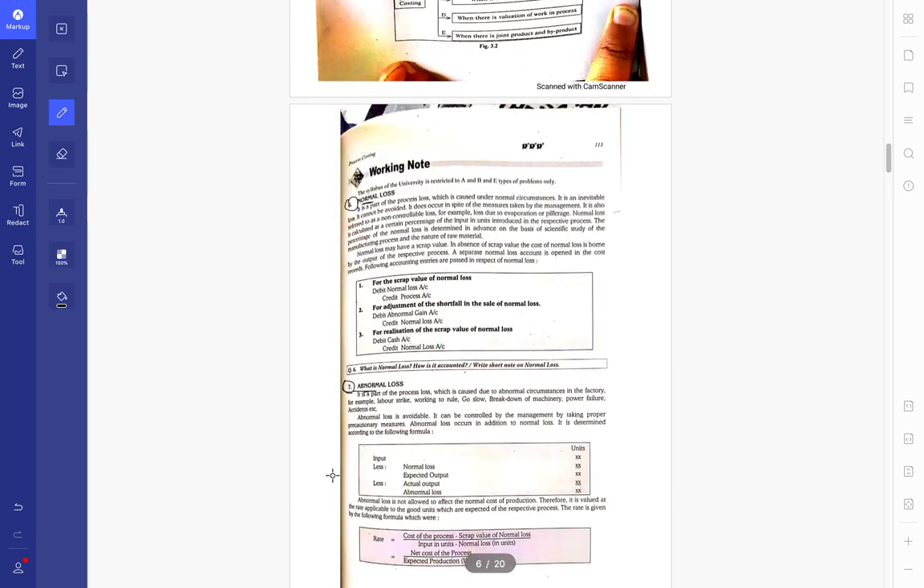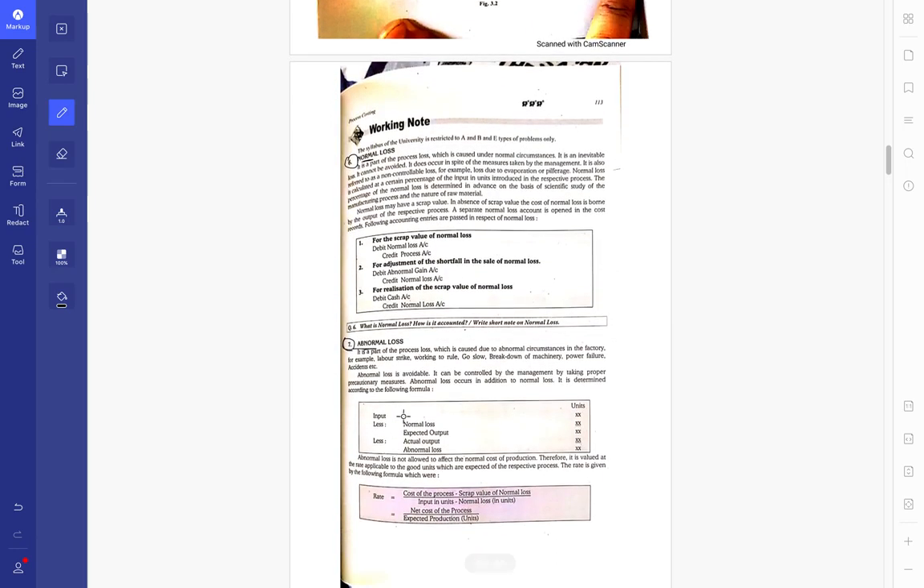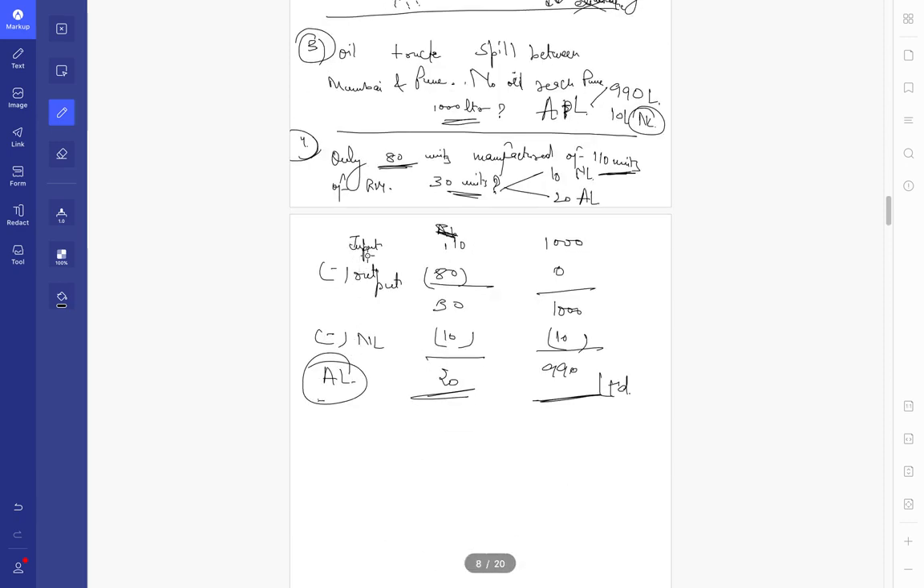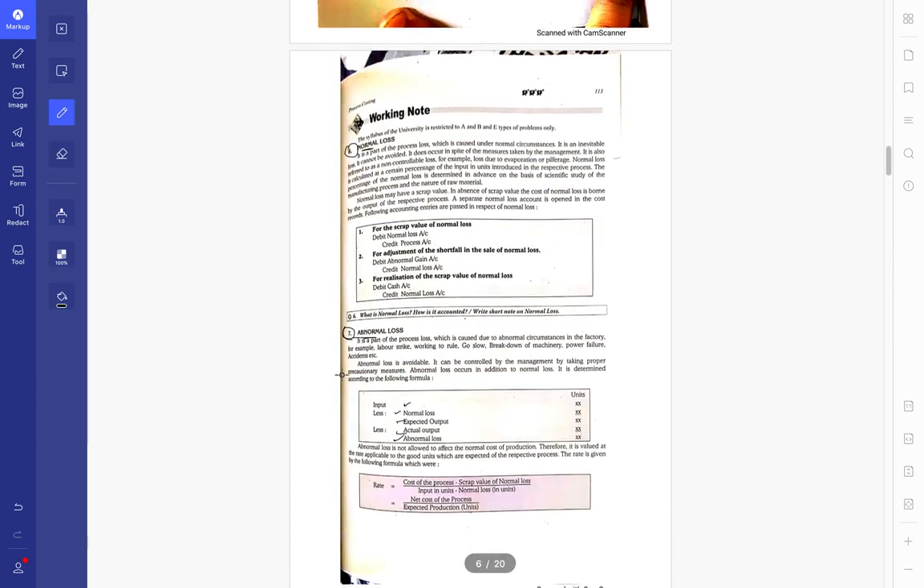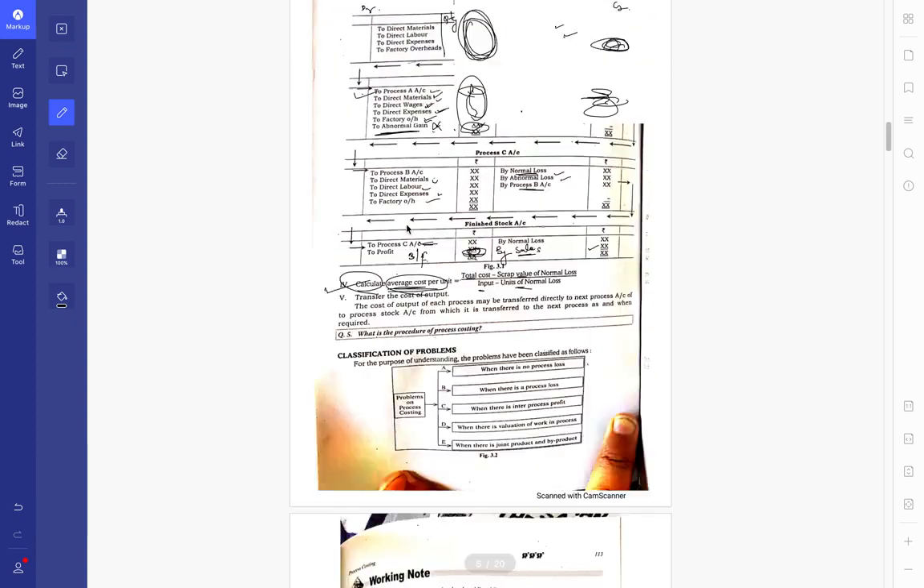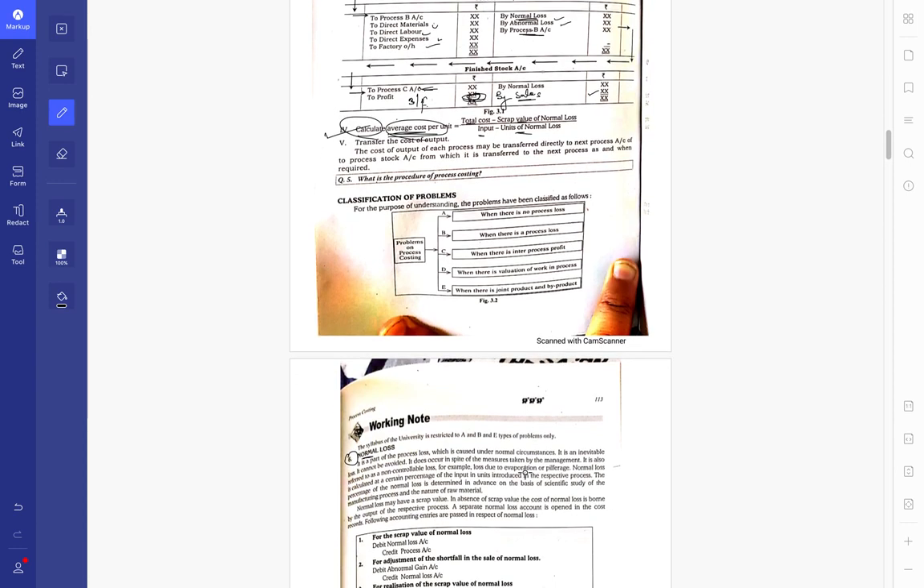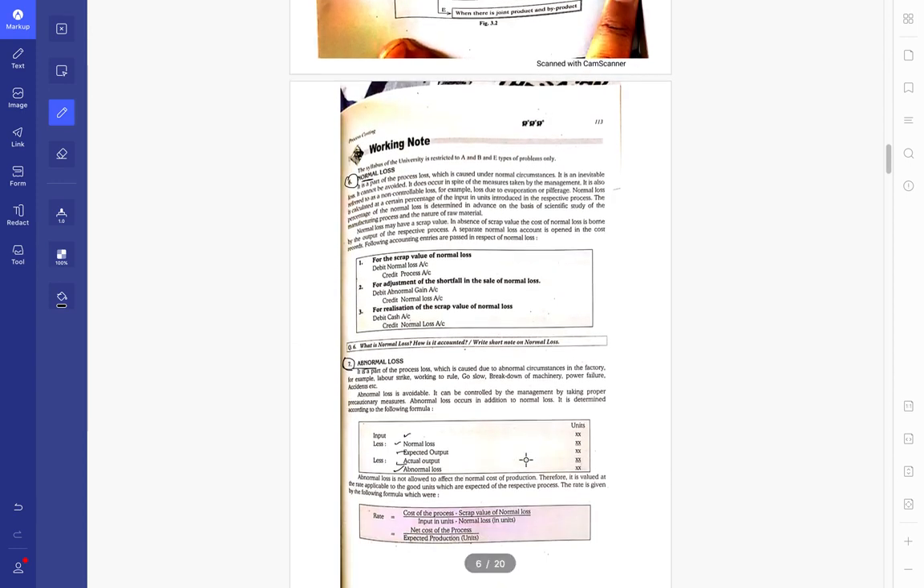So if you see over here, the formula is given: input minus normal loss is expected output, minus actual output is equal to abnormal loss. I have just rearranged the formula. You can take normal loss above, you will get expected output minus actual output, you will get abnormal loss. So the formula remains same, just you can rearrange the order. You understood normal loss, and I have already explained the basic ledger postings. I will explain why they go there later on.